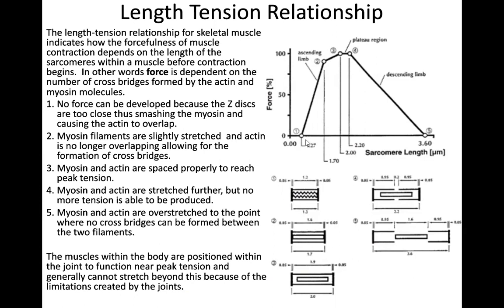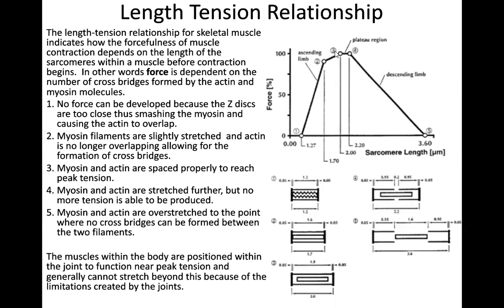Okay, taking that sarcomere and lengthening it just a little bit drastically increases the amount of force it can produce. Shown here with point 2, myosin filaments are slightly stretched, and actin is no longer overlapping, allowing for the formation of cross bridges and thus force production.